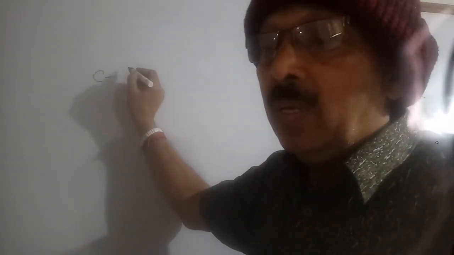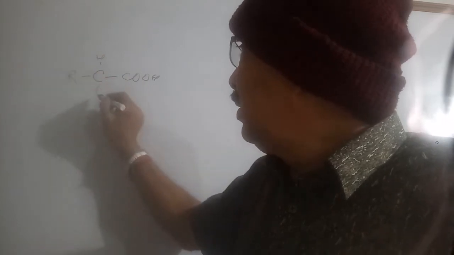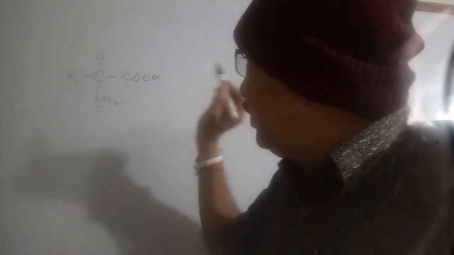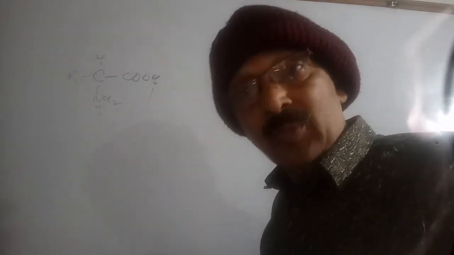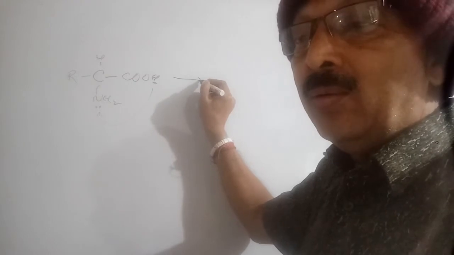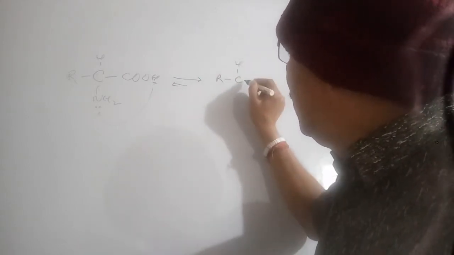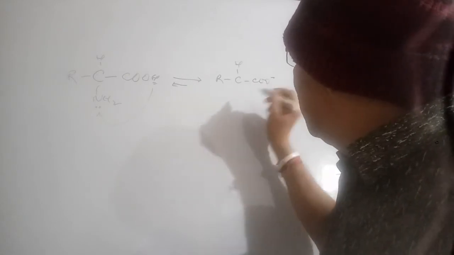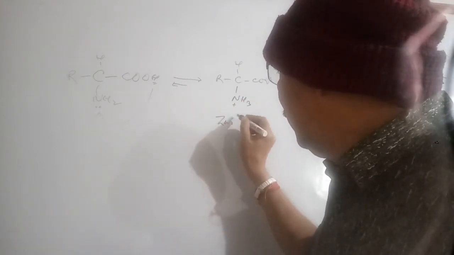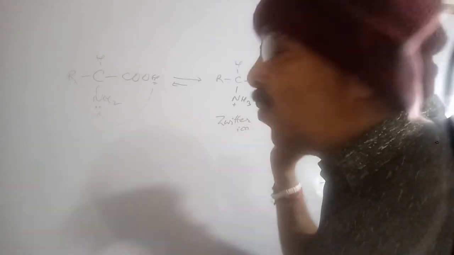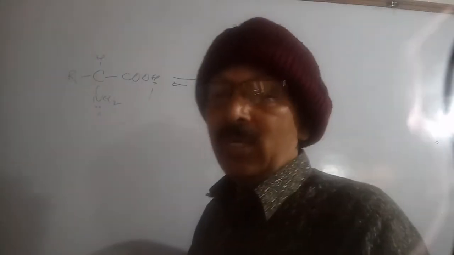Carbon, COOH, H, R, NH2. Here is the lone pair. This hydrogen comes to this lone pair in the form of H+, and as a result we get R, C, H, COO-, and here will be NH3+. This is the zwitter ion. Dipolar in nature, this is alpha amino acids.